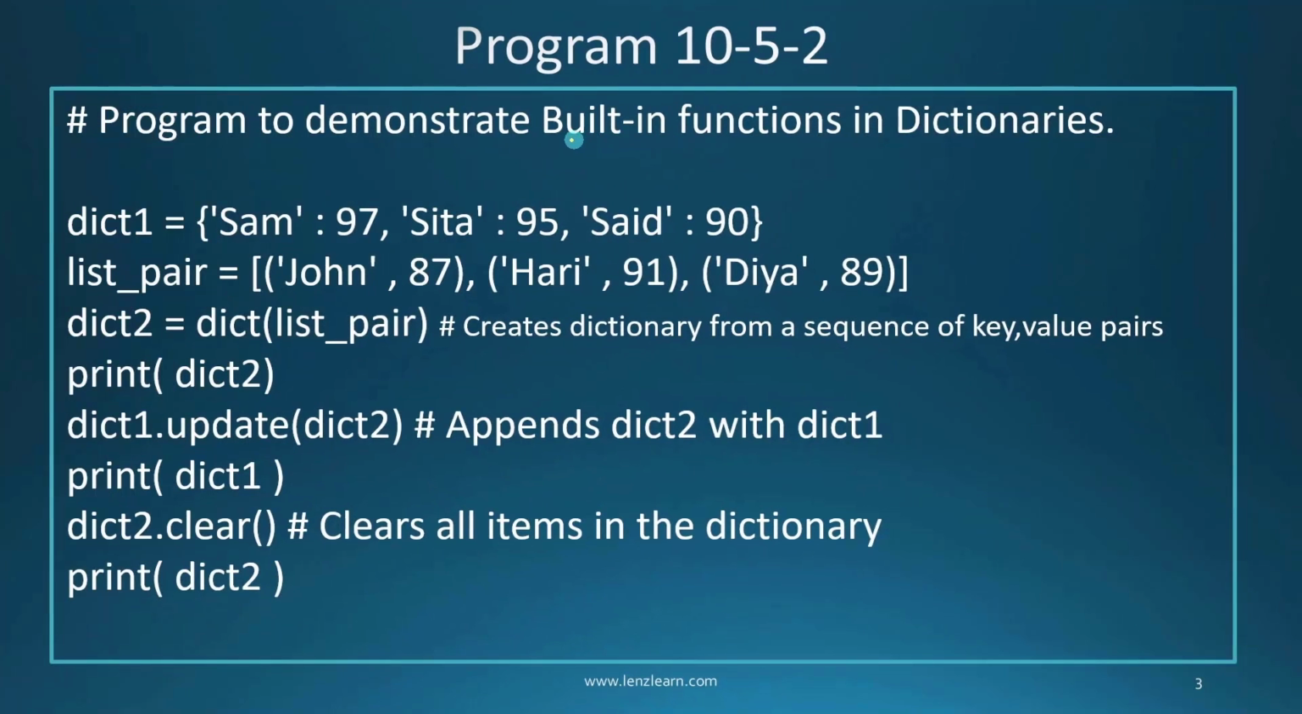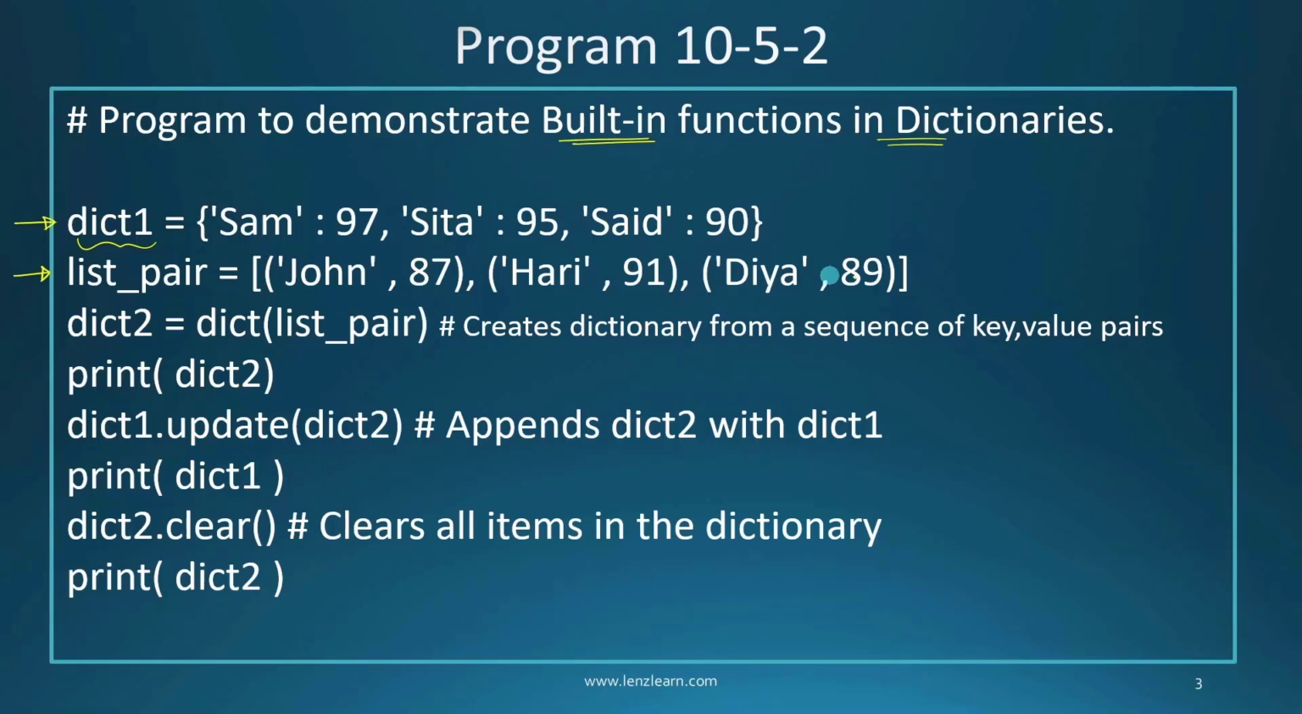So in this program also, we are continuing our study on built-in functions in dictionary. So first statement, I have created a dictionary dict1 with the same student record as we have used in the previous program. Okay, Sam 97, Sita 95, Seth 90. In the next statement, you can see I have created a new list. Okay, so the name of this list is list pair. So that is just a variable name. You can give any name over here.